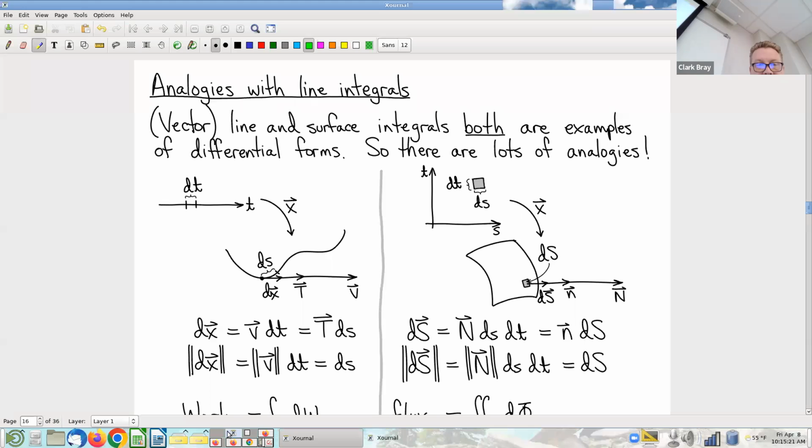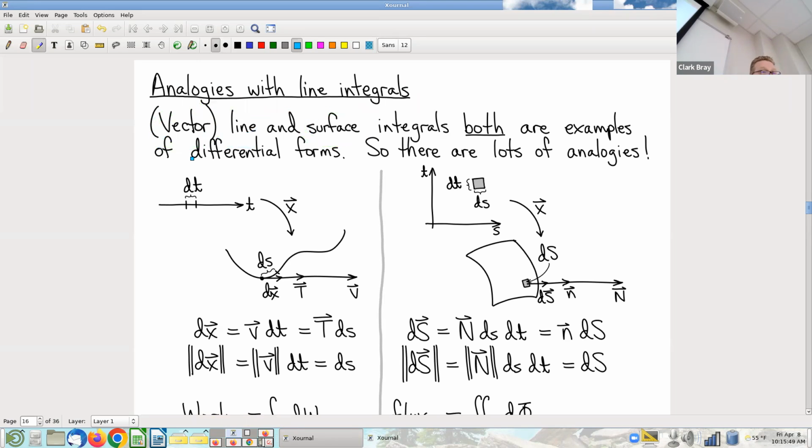So we were almost done talking about vector line integrals last time, just not quite. Just one last thing I wanted to do, really, and that is to, sorry, I meant vector surface integrals. So what I want to do is point out how much vector surface integrals have to do with vector line integrals. They have a tremendous amount in common.